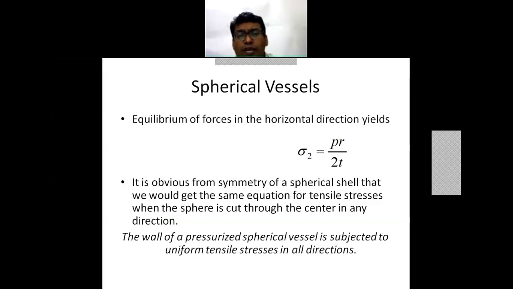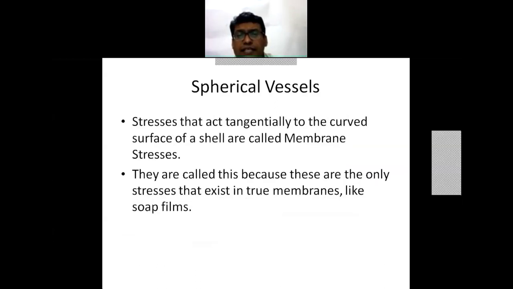It is obvious from the symmetry of a spherical shell that we would get the same equation for tensile stresses when the sphere is cut through the center in any direction. So the stresses that act tangentially to the curved surface of a shell are called the membrane stresses. They are called so because these are the only stresses that exist in true membranes like soap films.